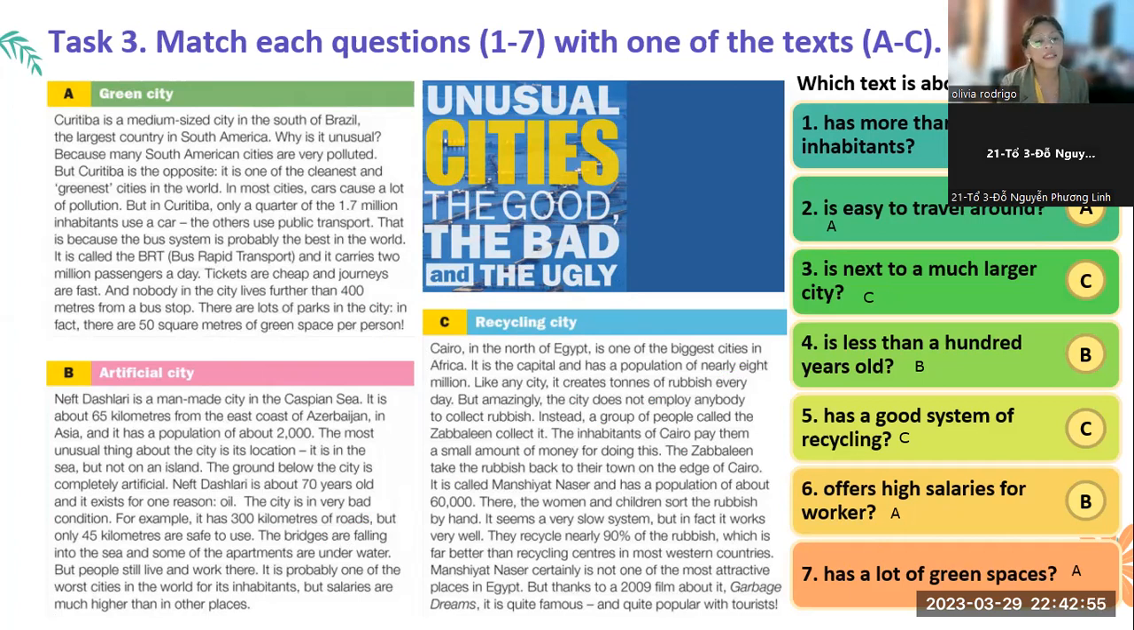Why? Probably it is one of the worst cities in the world for its inhabitants, but the salaries are much higher than other places. So that's the reason why they stay in this artificial city, because of the salary. It has a lot of green spaces, of course. It is the green city. If you can see in the picture, it is actually the green city.